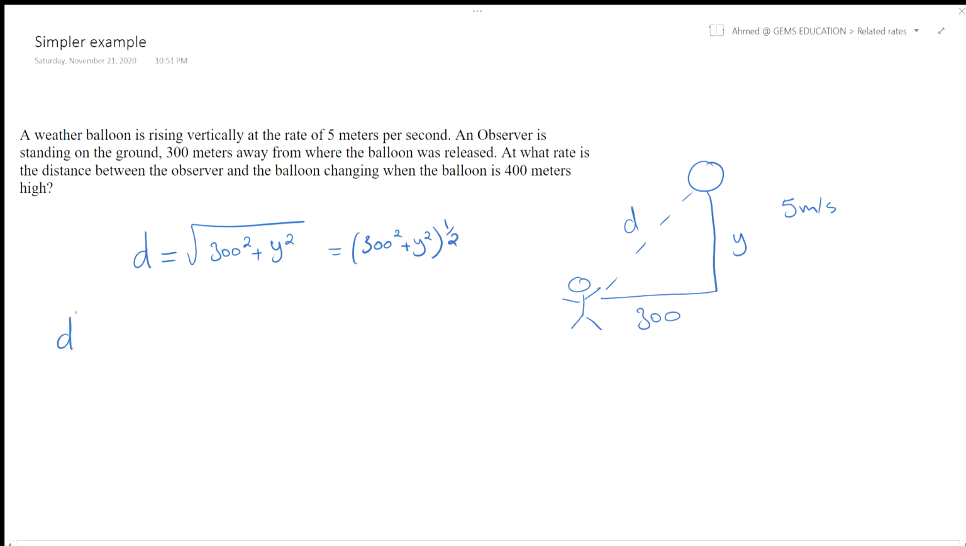So then d prime will be equal to half multiplied by the bracket as it is, which is 300 to the power of 2 plus y squared, to the power of, now subtract 1 from the power, so we'll make it to the power of negative half. Then we multiply by the derivative of what's inside. The derivative of 300 power 2 is just 0. And the derivative of y squared would be 2y multiplied by y prime.